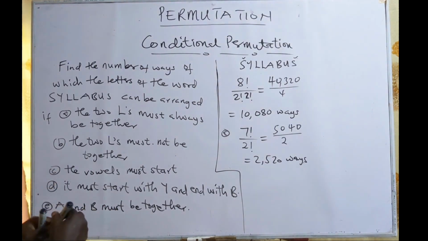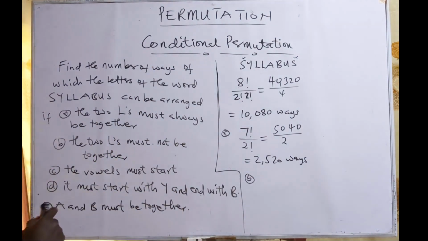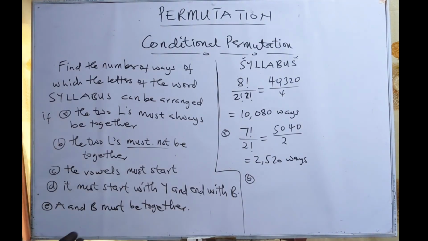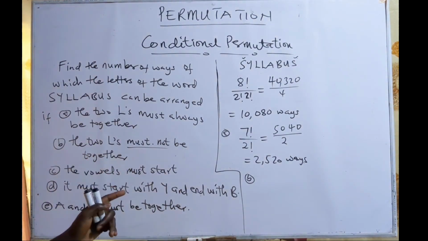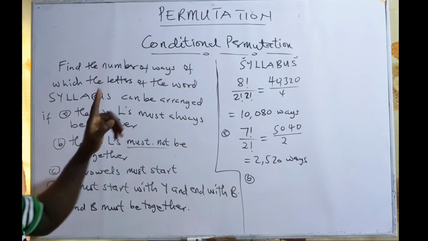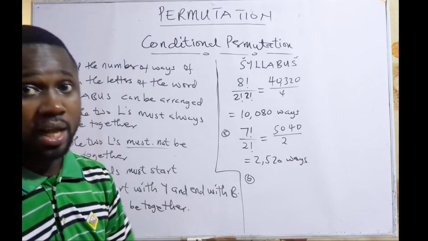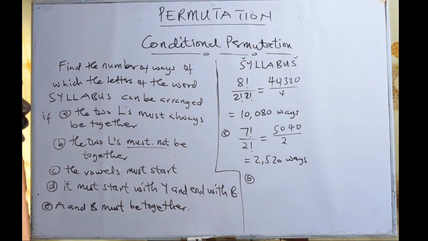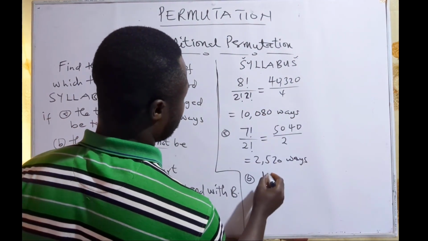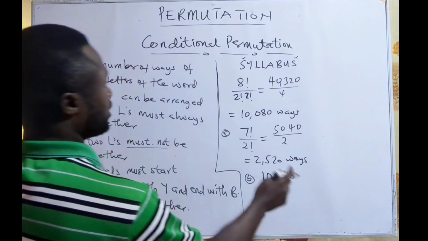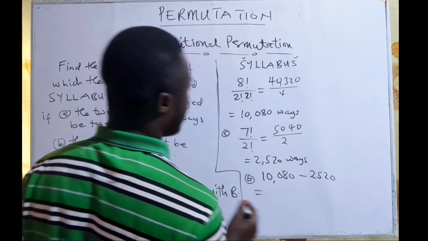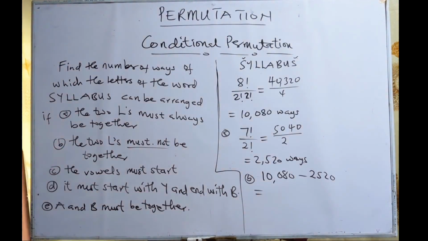Then let's go to the B. The 2 L's must not be together, or you can say they must be separated. So if the 2 L's must be separated, you find the arrangement of the word syllabus, then you subtract the arrangement where the 2 L's are together. That is how you get the 2 L's not being together. So that is 10,080 minus 2520.